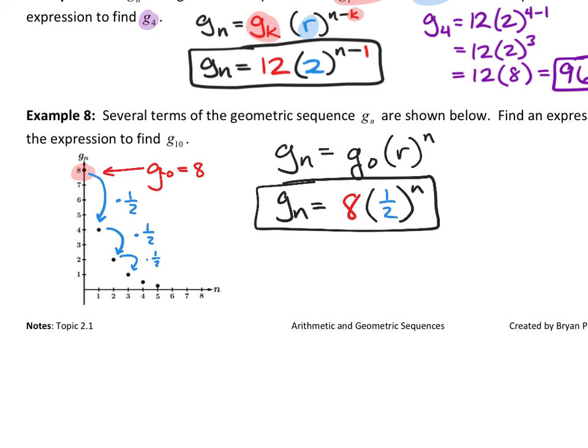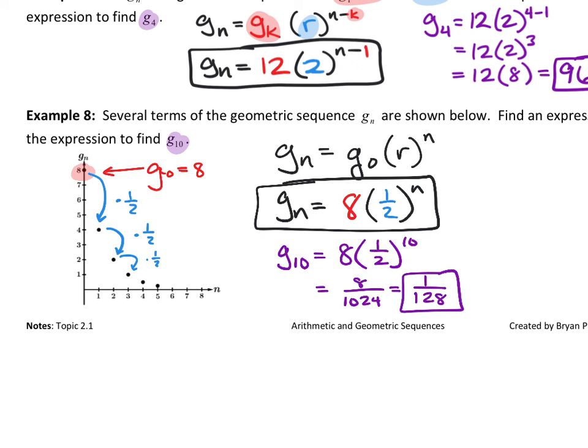But then we go on and it asks us to find G sub 10. This is the one that I'm assuming we might need to use a calculator for because we're doing 8 times 1/2 raised to the 10th power. Oof, what is 1/2 to the 10th power? Let me rephrase. What is 2 to the 10th power? It's a big number. 1024. So we're doing 8 divided by 1024, which would reduce to 1/128. But of course, if you had a calculator, you could just go from here to here. I just showed my work.